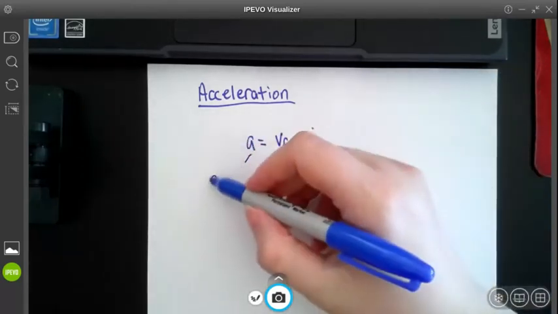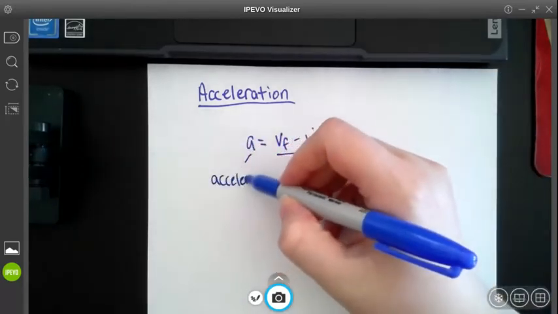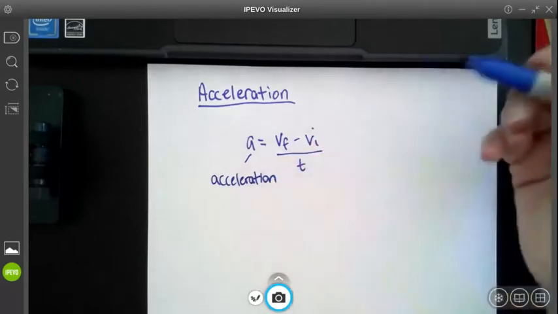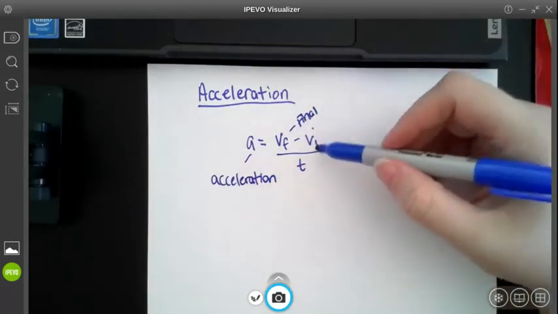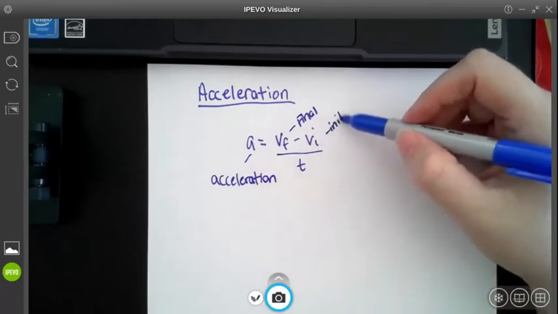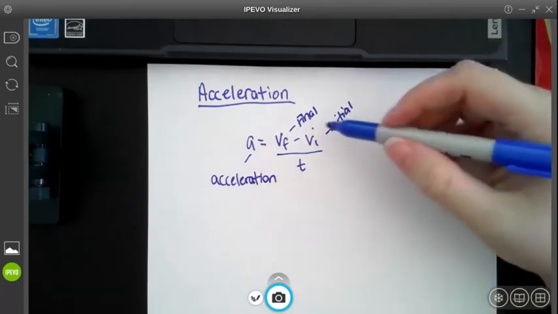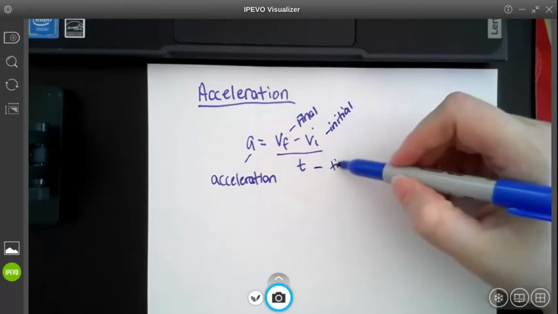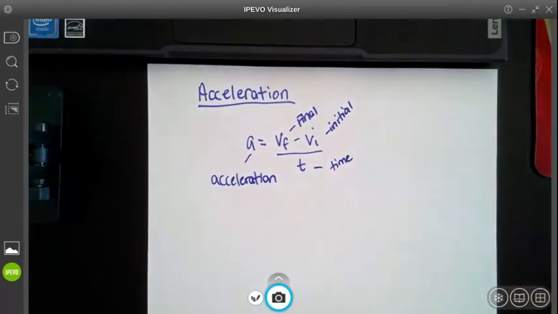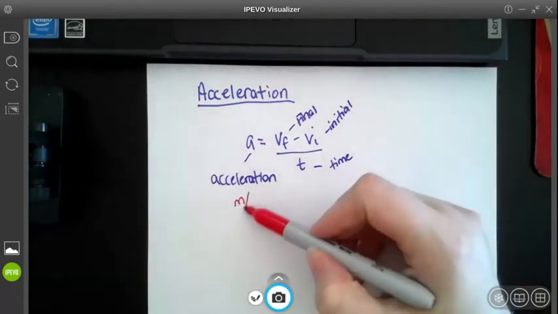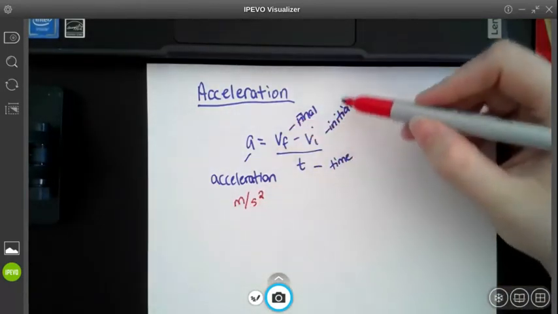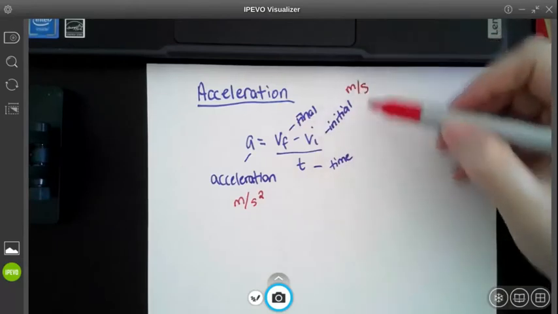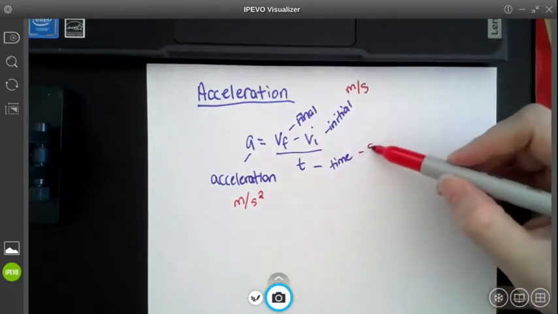Again, the A is going to stand for acceleration. VF is our final velocity, and VI is our initial velocity. And then T is going to stand for time. Just to go over the units, acceleration is going to be meters per second squared. Final velocity and initial velocity are both meters per second, and time is seconds.